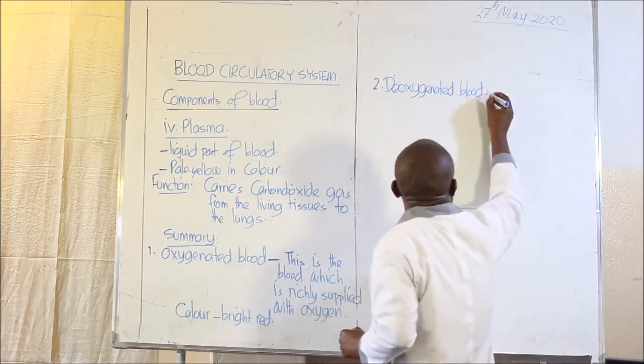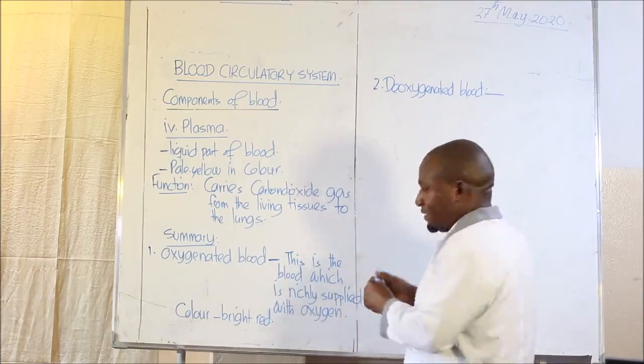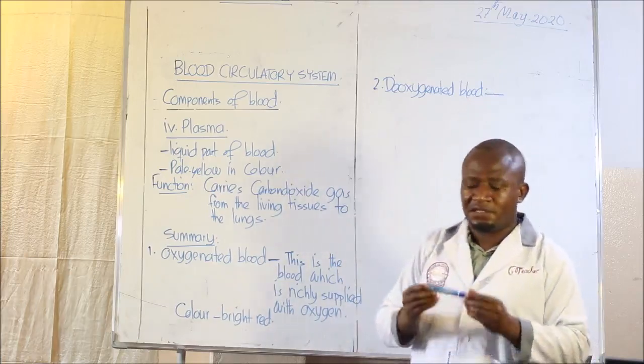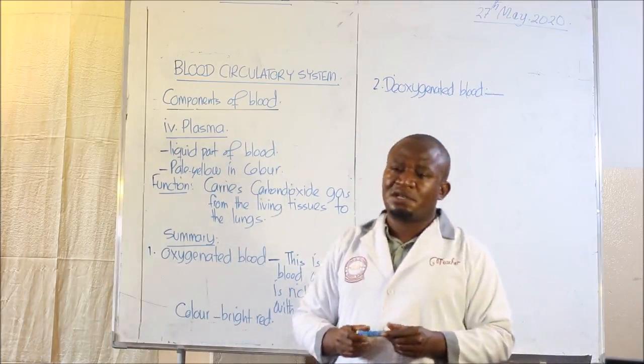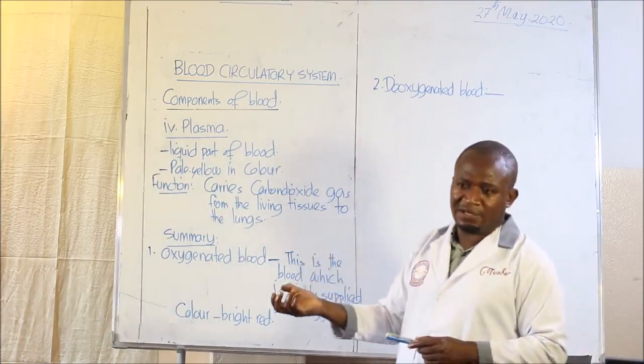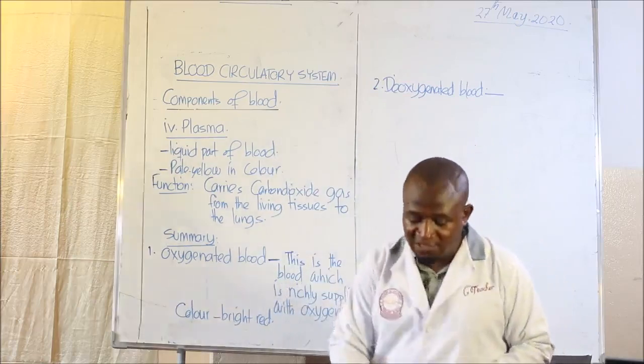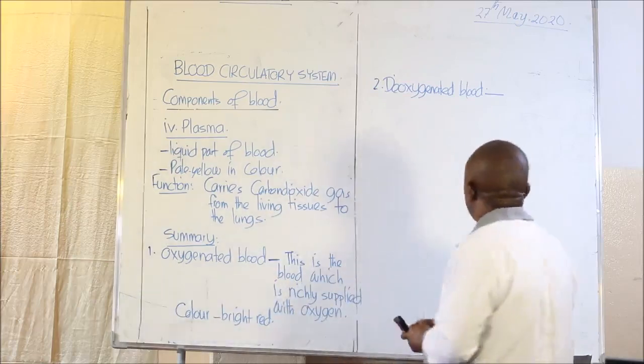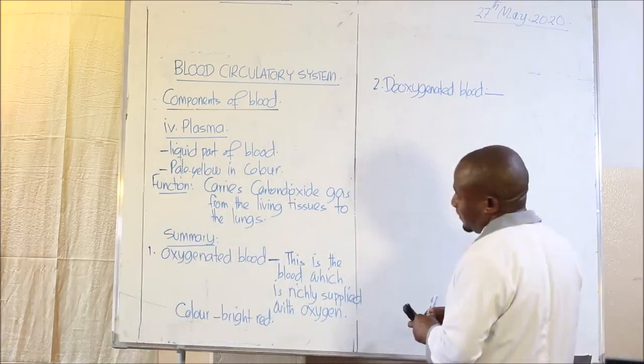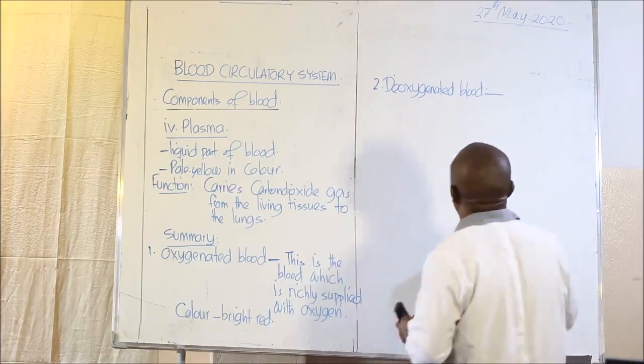So well, what is deoxygenated blood? This is the kind of blood which contains carbon dioxide. So it has carbon dioxide, that is, no oxygen. We say that this blood is deoxygenated. It is richly supplied with carbon dioxide.